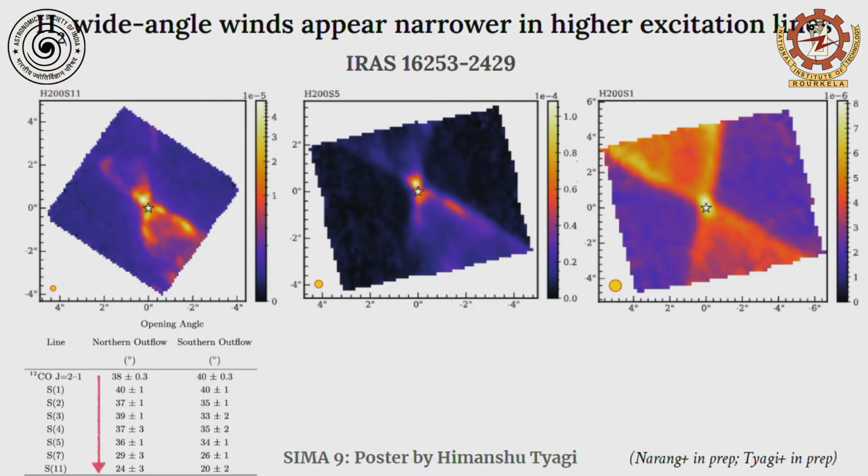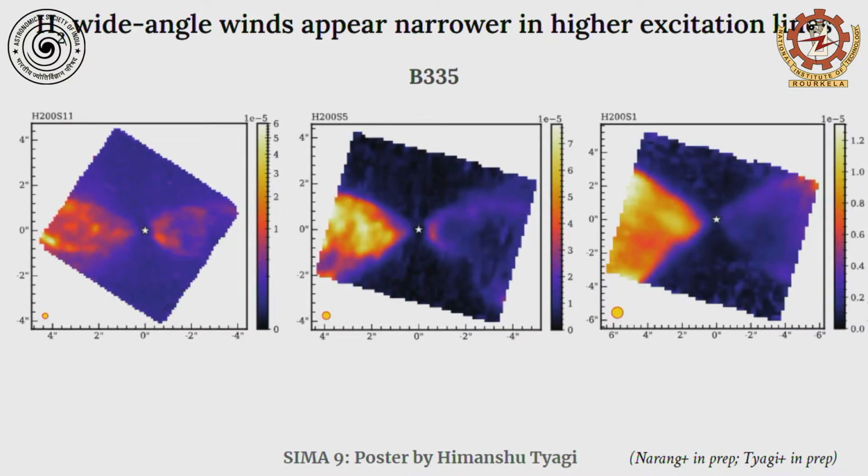And then look at the molecular hydrogen winds. We also see that when you go from the lower excitation hydrogen line to the higher excitation hydrogen line, the opening angle narrows. I mean, the opening angle becomes smaller. So this is the S1 line, the lowest excitation hydrogen line, and this is the S5 line. So you can already see it's narrowing, and then S11 is really narrow, and we actually measured the opening angles of this, and we really see that trend.